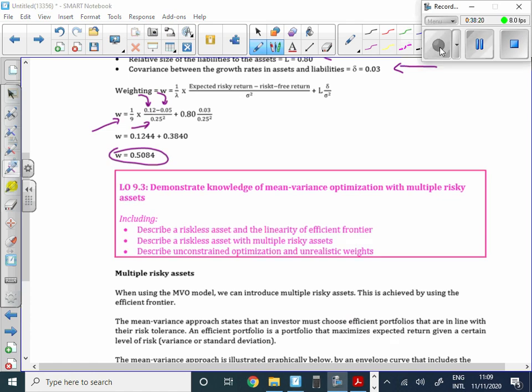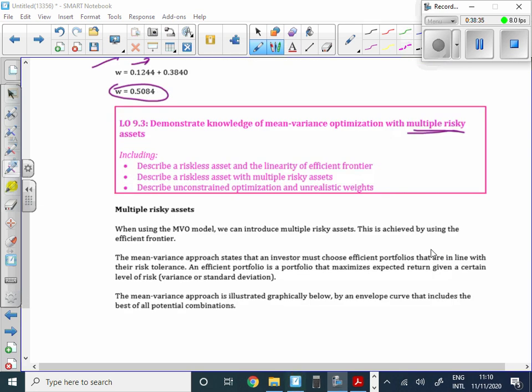Learning objective 9.3, mean variance optimization. But now I don't just work with one risky asset versus the risk-free asset. I want to be throwing in multiple risky assets. And we know, guys, that mean variance optimization, traditional finance, modern portfolio theory, all works with the introduction of risky assets.